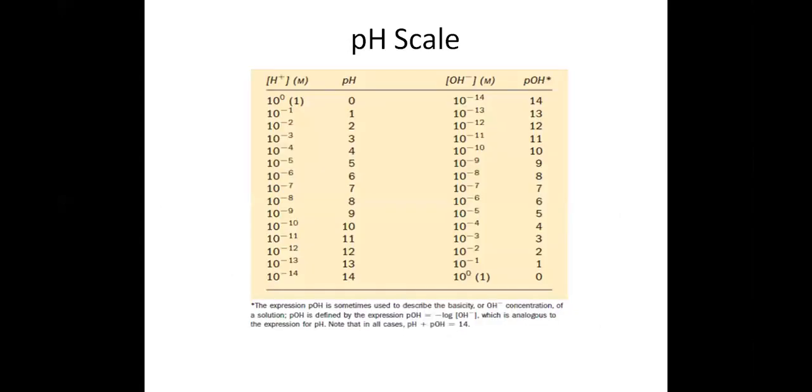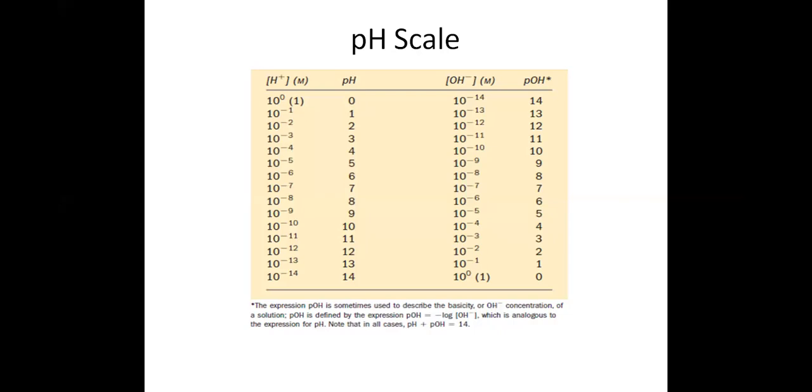Now, the pH scale. The pH scale is as defined. If we look at the concentrations that we get for hydrogen ion, mostly they're quite minute numbers. So to represent them in a form that would be easily correlated or easily understood, the pH scale was developed.